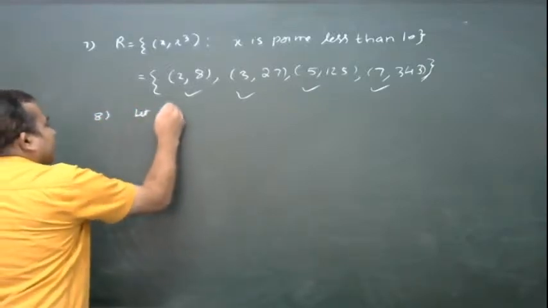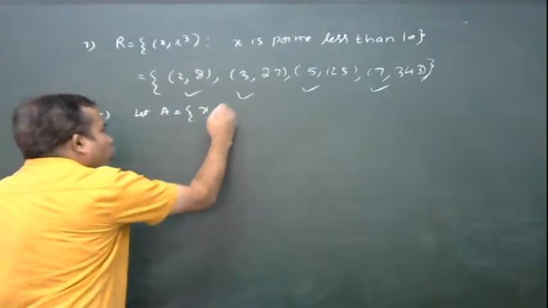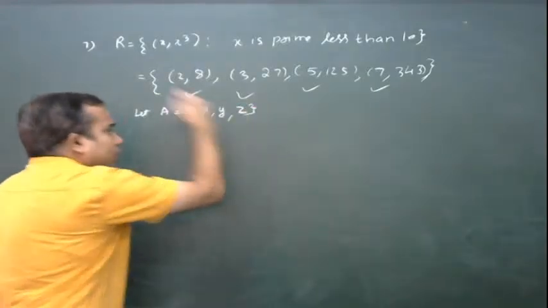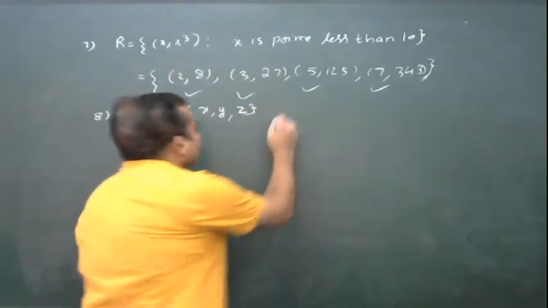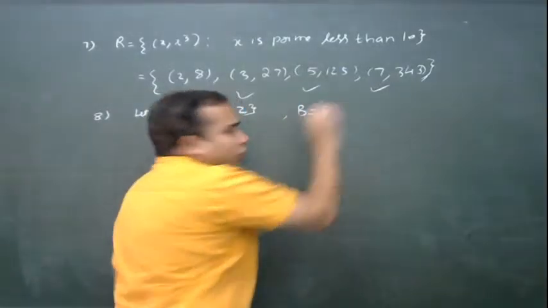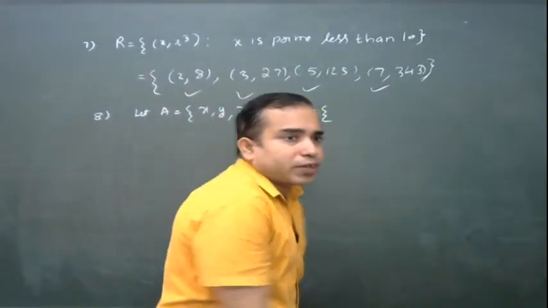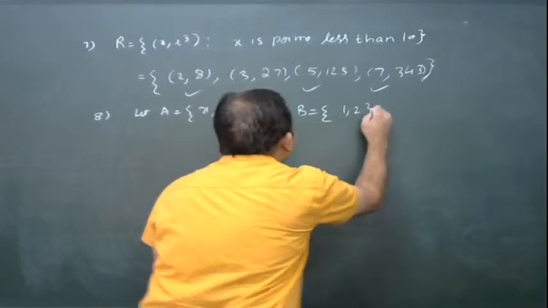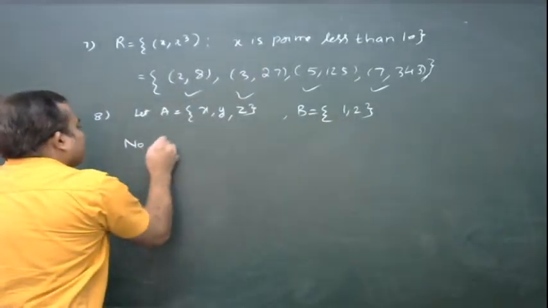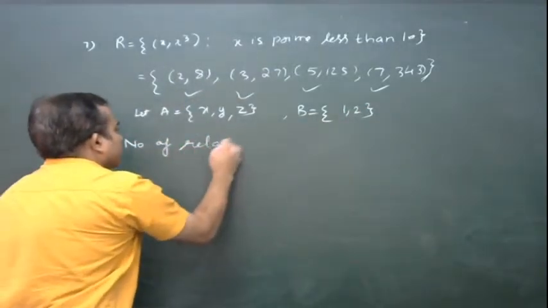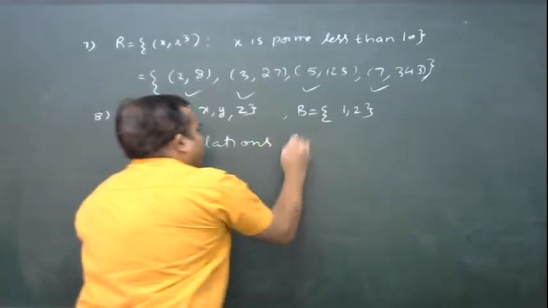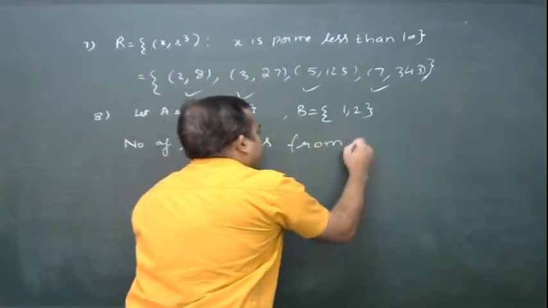Let A be {x, y, z}. I hope that you people must be knowing the answer. Write the answer and then I will check whether your answer is right or not. They are asking us to find the number of relations from A to B.